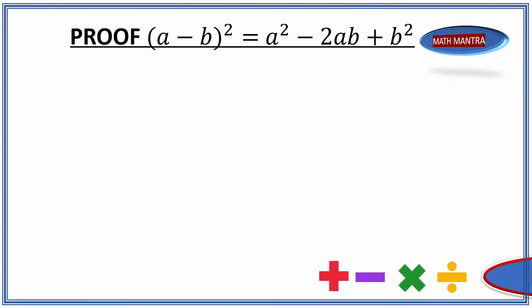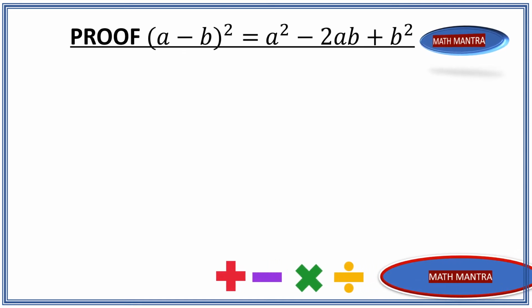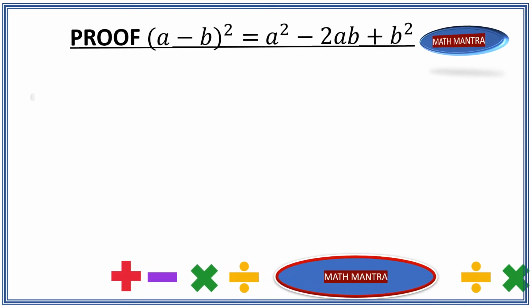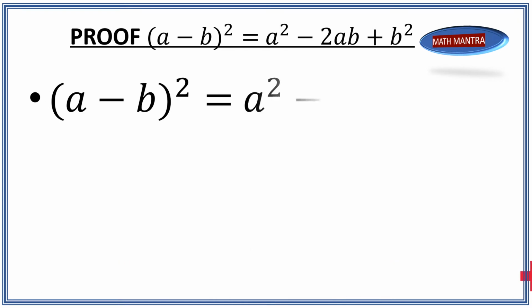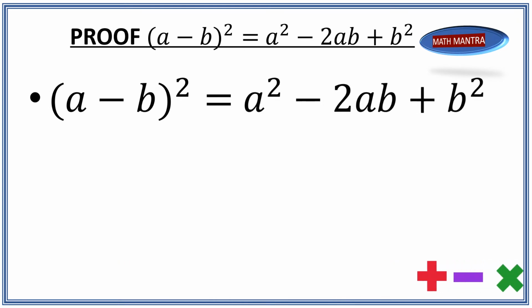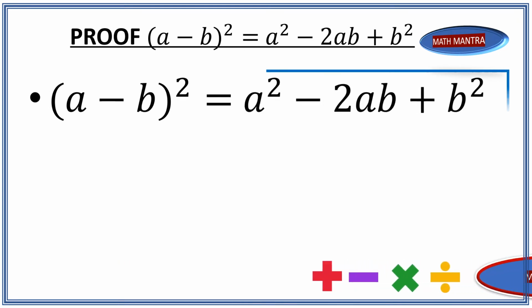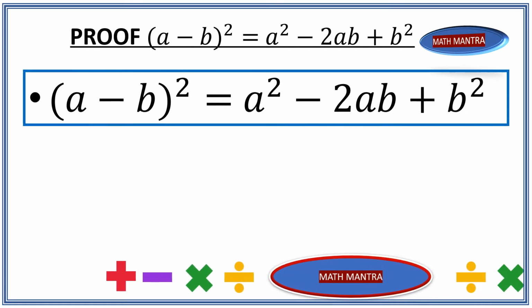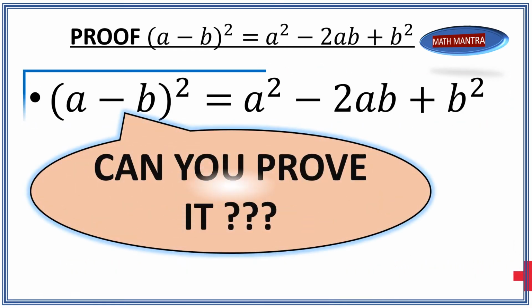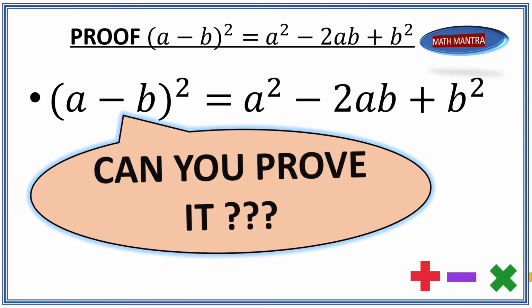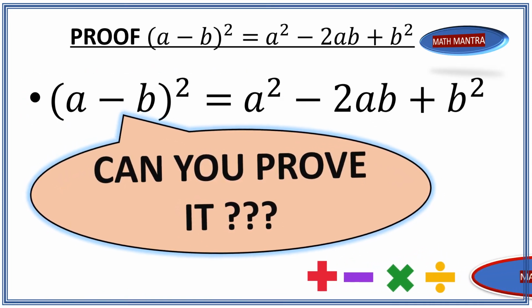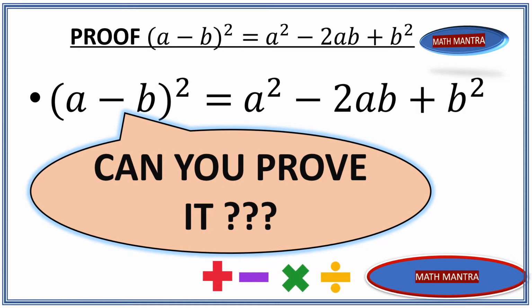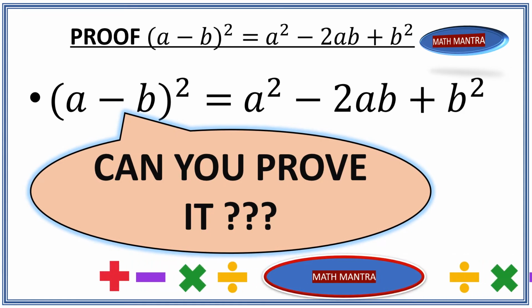Today in this video we will talk about the equation (a minus b) the whole square is equal to a square minus 2ab plus b square. Now we may have used this elementary equation multiple times in the past, but today we're going to talk about how we can go about proving the equation (a minus b) the whole square is equal to a square minus 2ab plus b square. So without further ado, let's get started.